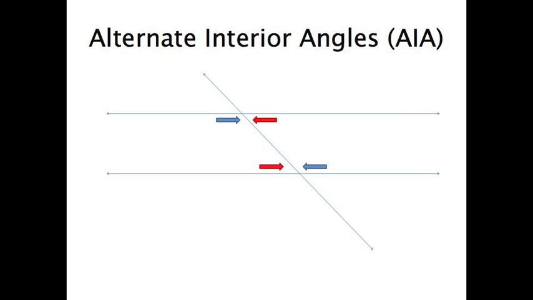The next pair we'll look at are alternate interior angles. They are on opposite sides of the transversal, but are inside the parallel lines. The alternate exterior angles theorem states that these angles are also congruent.